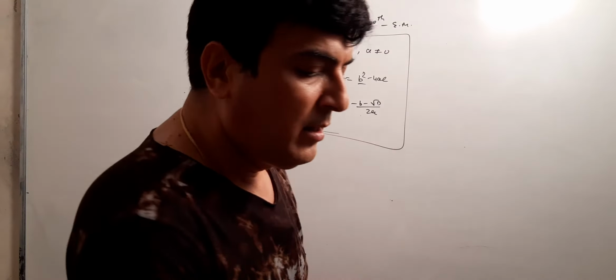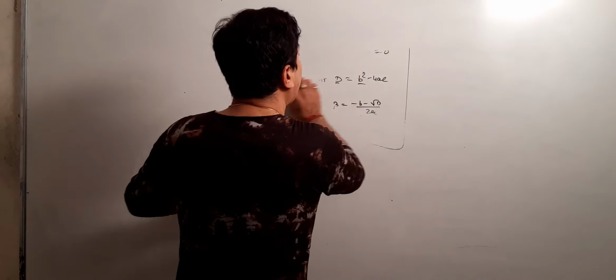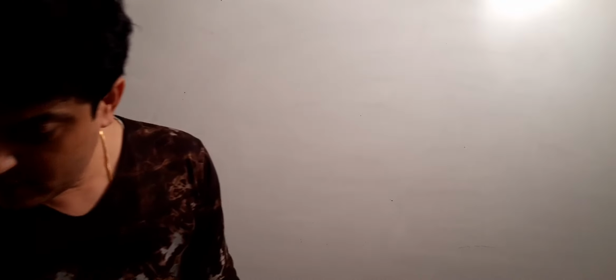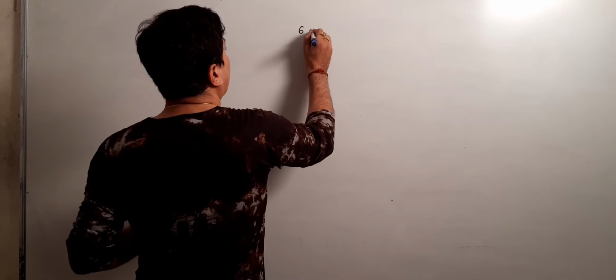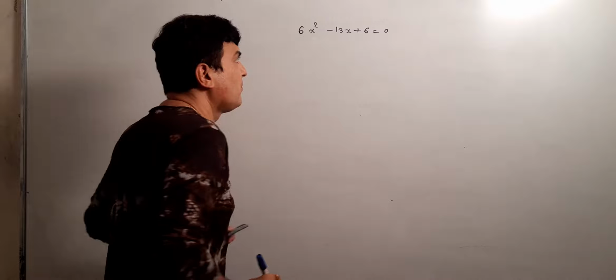Okay, start the sum, the basic sum that will be asked in your examination for 3 marks. The first sum I will take: 6x square minus 13x plus 6 equals to 0.